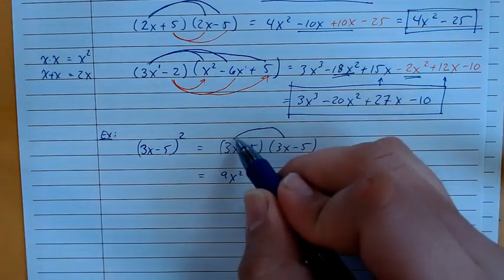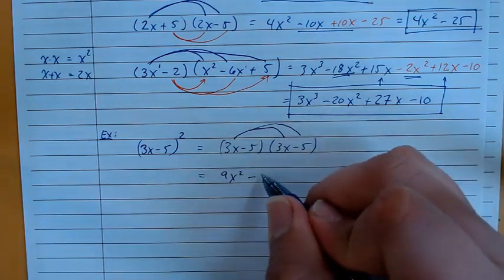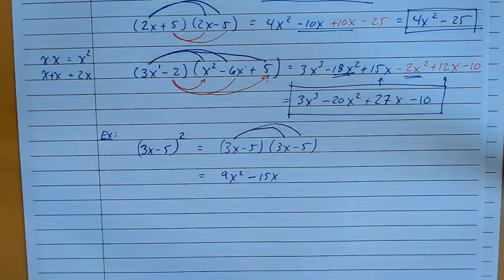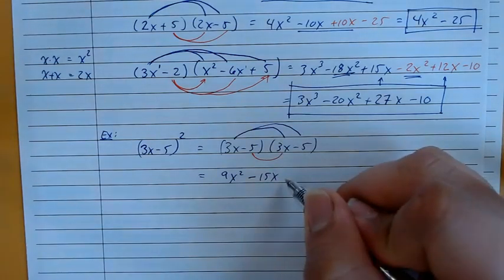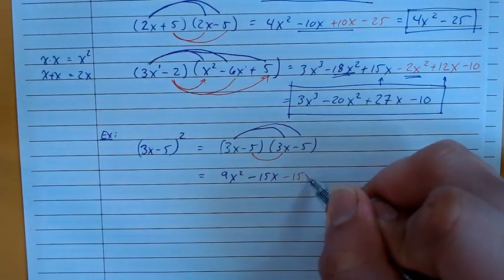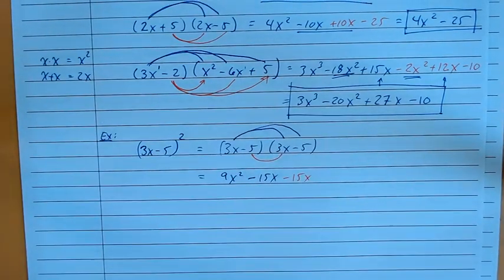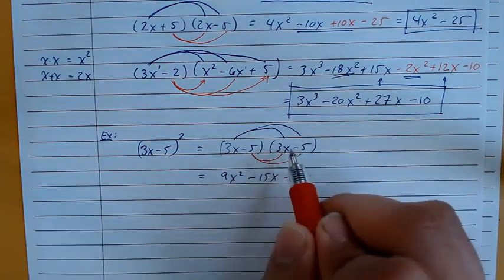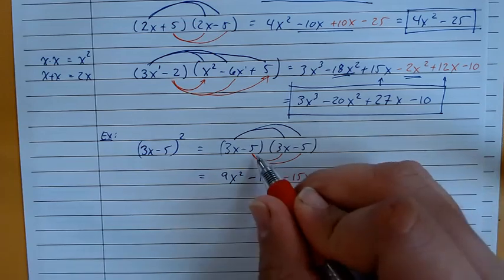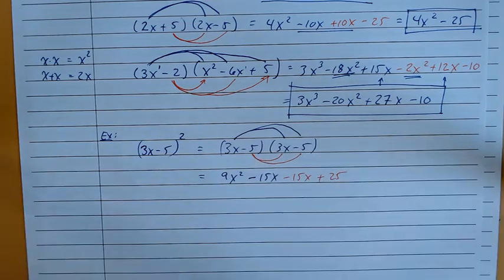3x times a negative 5, that's a negative 15x. Negative 5 times 3x, that's also negative 15x. Negative times a positive is a negative. And finally, negative 5 times negative 5. Negative times a negative is a positive. 5 times 5 is 25.